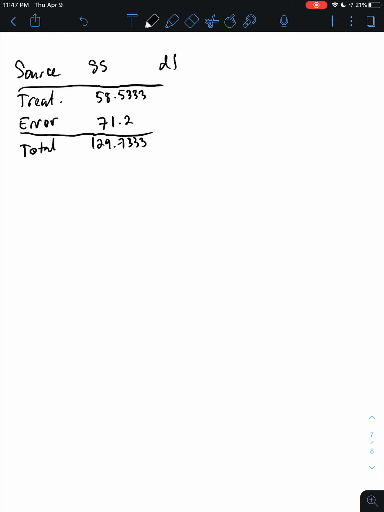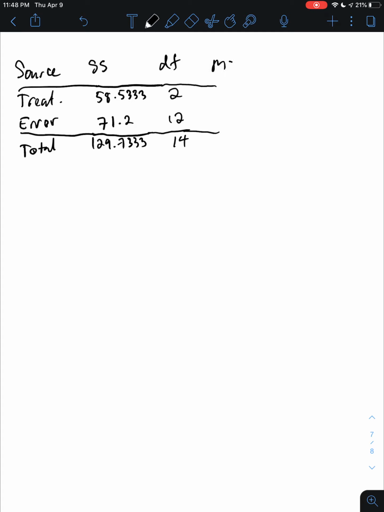Okay, next, degrees of freedom. These are just formulas, so k minus 1, k was 3, so k minus 1 is 2. df for the error is n minus k, which was 15 minus 3 is 12, and df total was n minus 1, 15 minus 1 is 14. Notice that these numbers add up as well.